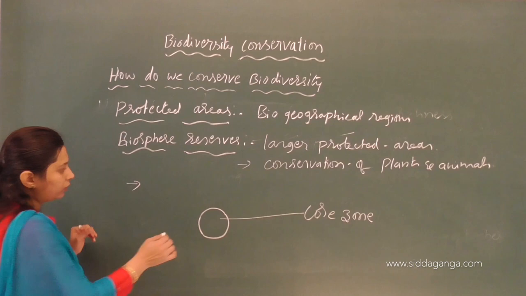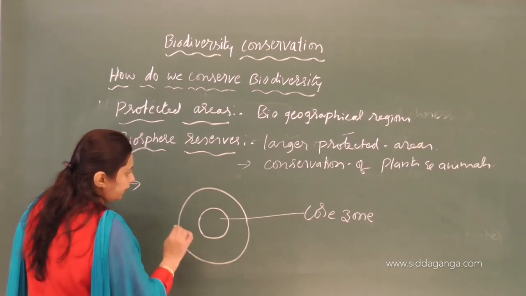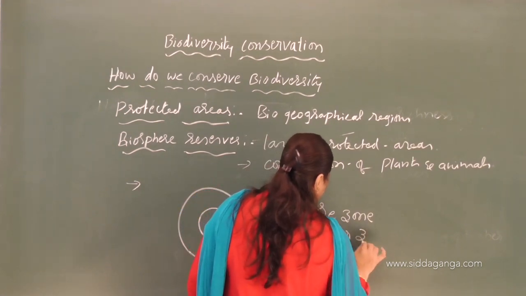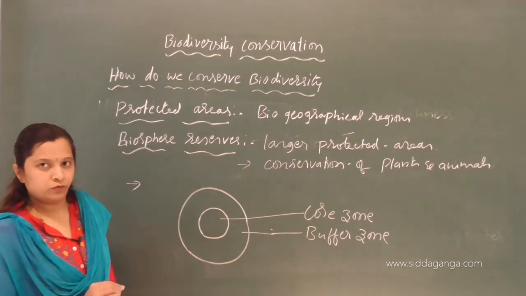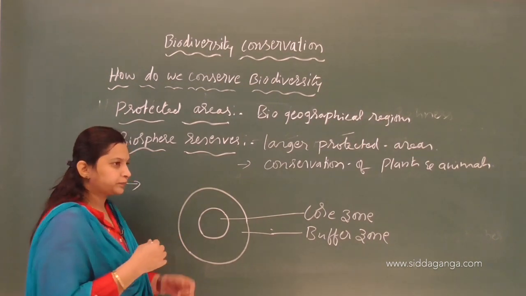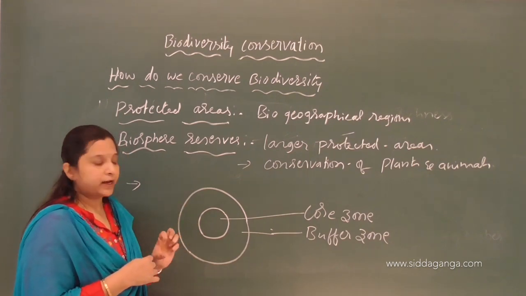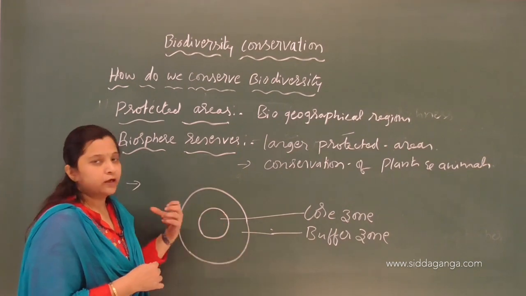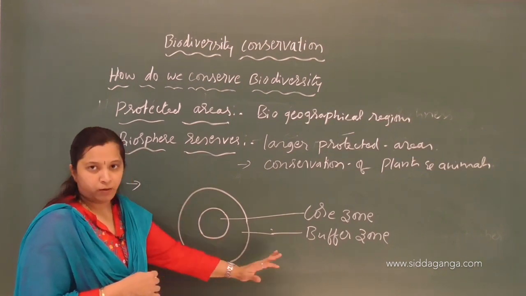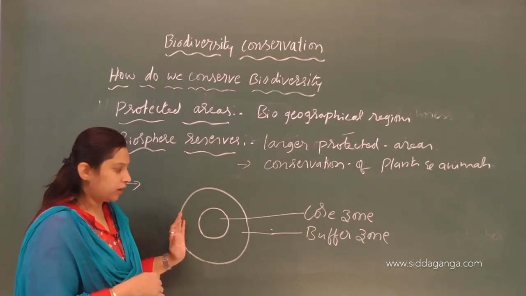Okay, so after the core zone, this is the buffer zone. This buffer zone surrounds the core zone. Here, only limited research activities and educational activities are allowed in this area. So only limited activities are allowed in the buffer zone, like research as well as educational activities. Only research and educational activities are allowed in this buffer zone, and no other activities. Okay, only limited activities are allowed in this particular area, that is the buffer zone.